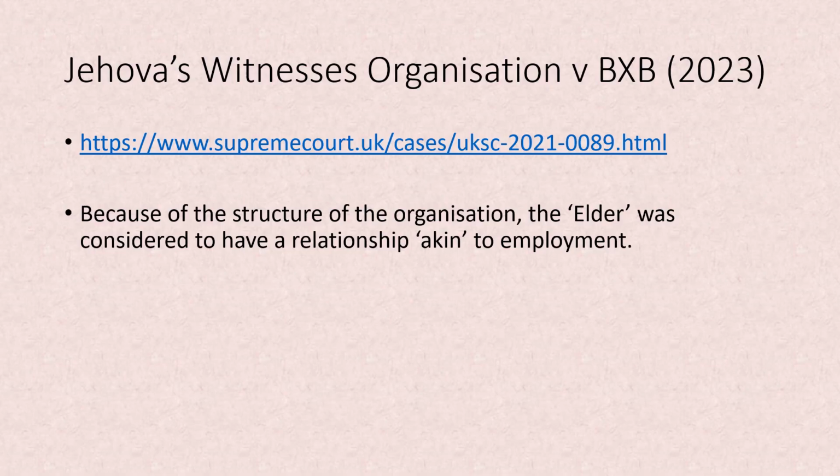And a more modern case again, so we've got the Jehovah's Witness organisation and BXB. So this was an anonymous claimant, or in this case respondent to an appeal. Now you can see this using the address there if you want to. You can go to the Supreme Court website and watch this judgment. It's a very interesting and informative video. But in this case, an elder committed sexual assault on one of the congregation, but they were also friends.